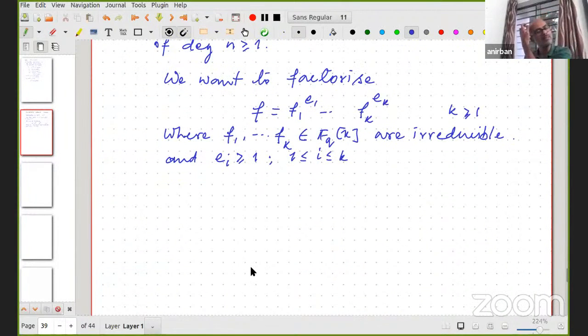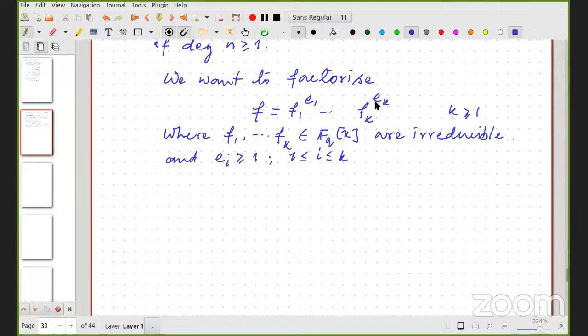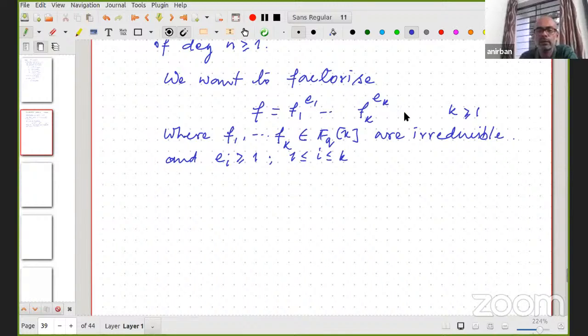So if f itself is irreducible, then k is going to be 1 and e1 is also 1. We note that it's enough to know how to factorize a polynomial where the irreducible factors do not repeat, namely e1 through ek are all 1. It's enough to know that.